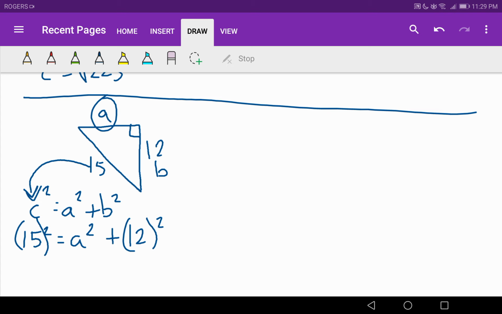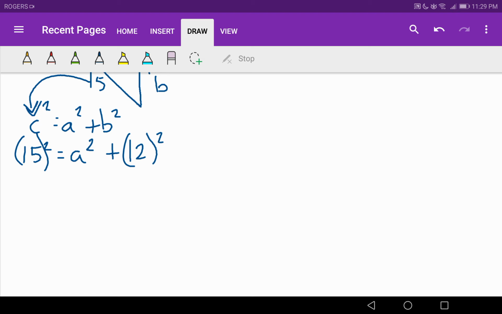Okay, so now let's follow BEDMAS, right? So let's do my exponents because I can do 15 squared on my calculator and I can do 12 squared. So I may as well solve what those equal individually. 15 squared is 225. A squared, it's the same thing, I don't know what it is. And 12 squared is 144. 12 times 12 is 144.